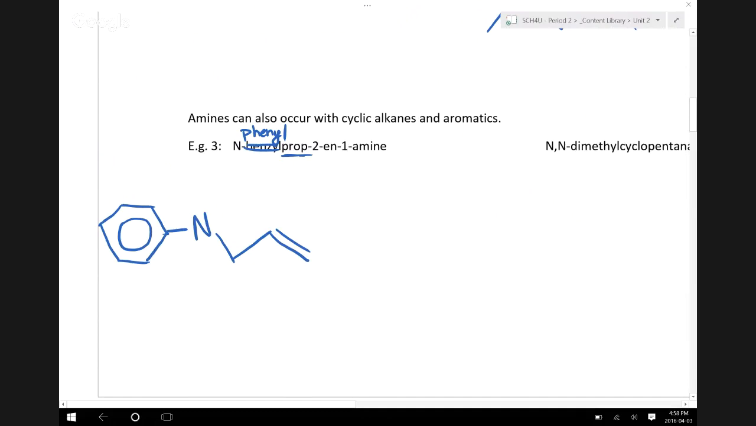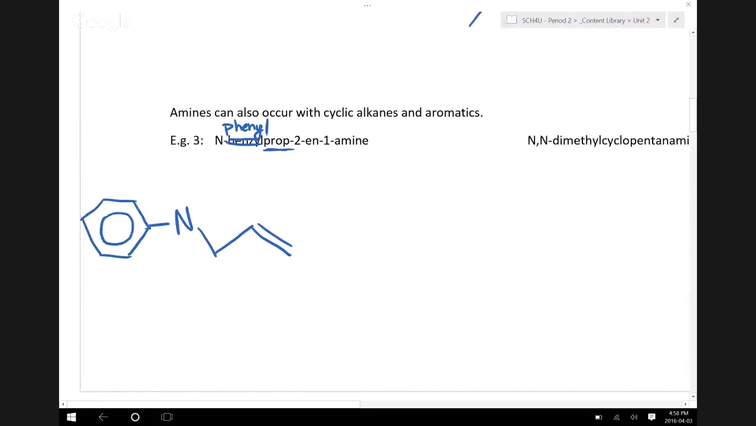And so there we go. And this would tell us that we have 1, 2, 3 carbons, so that makes it a prop-2-en-1-amine, because the double bond occurs on the second carbon. The amine occurs on the first carbon. And attached to the amine is a phenyl group, and so we call that an N-phenyl group. So there we go.